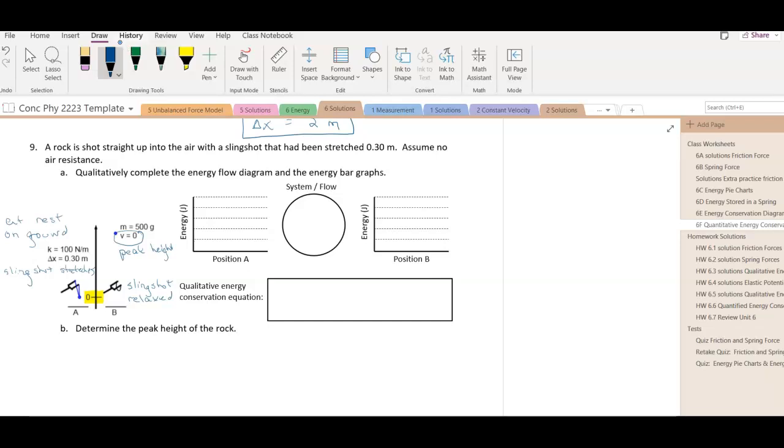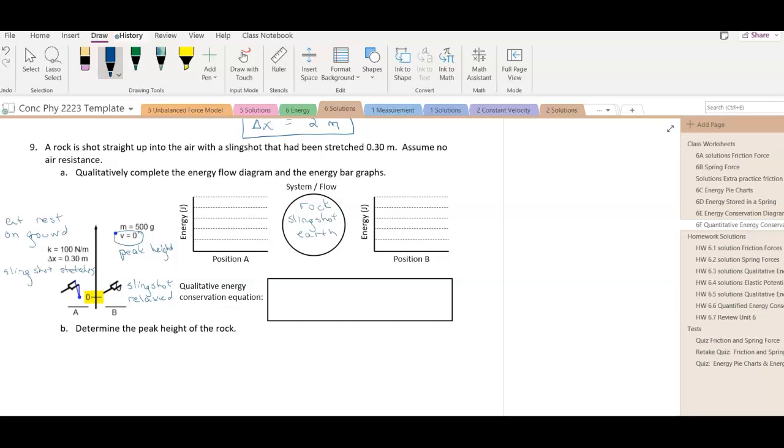velocity is 0. Okay. The problem doesn't give me a definition of the system, so I'm going to put everything that I see here in the system. I see a rock. I see the slingshot. And I see the Earth.